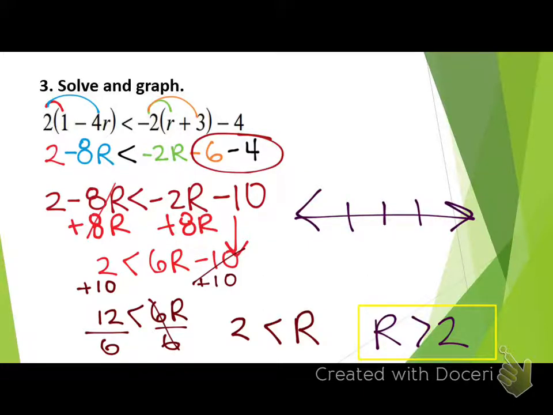For funsies. What 3 numbers am I going to put on the number line? 1, 2, 3. All right, open or closed circle? Open. Still open. So if it doesn't say equal to, it's open. And then shade to the right.